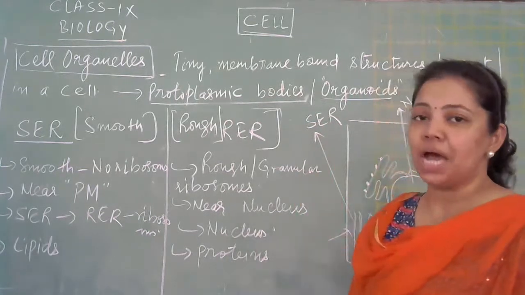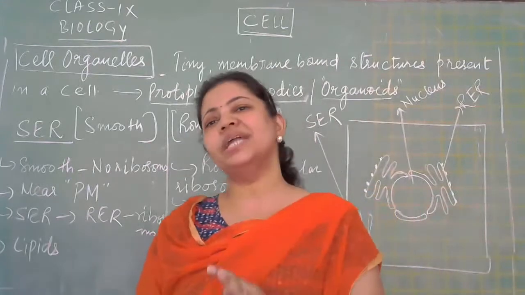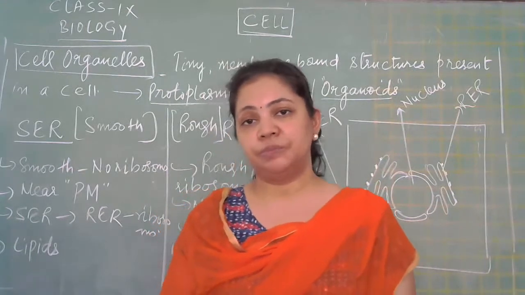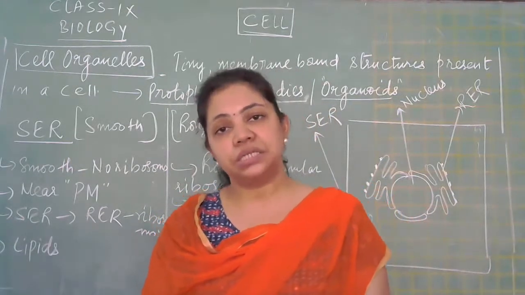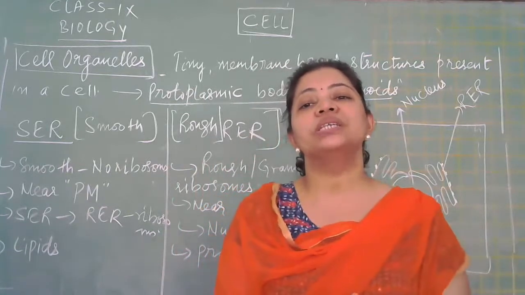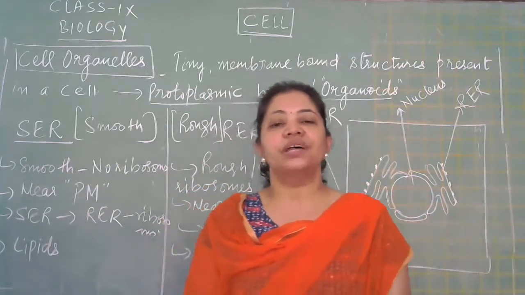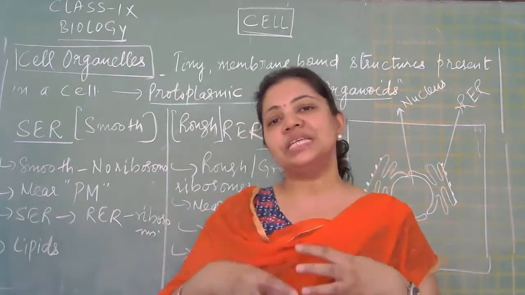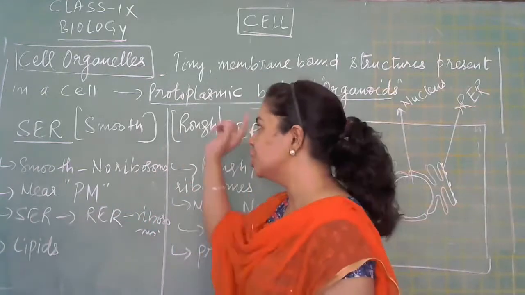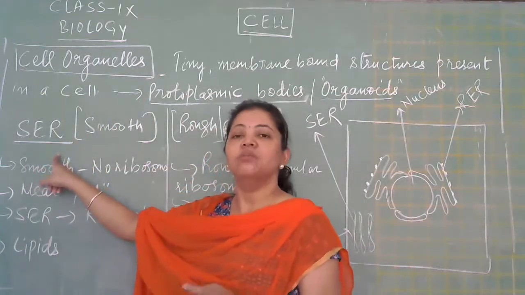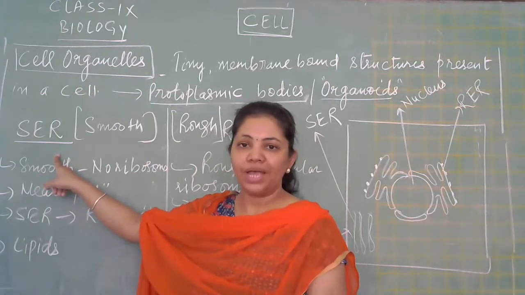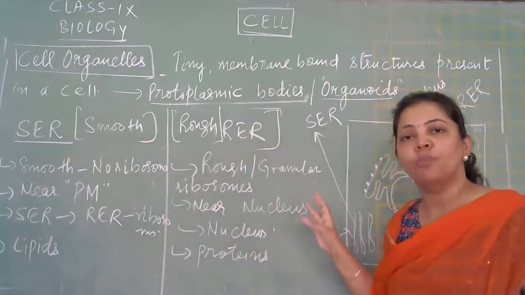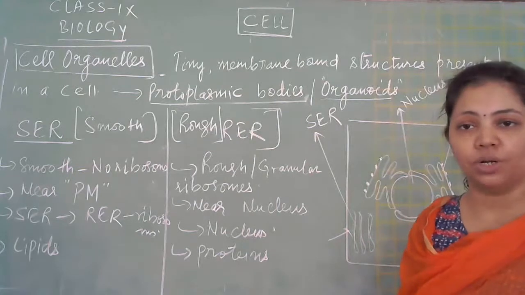Another one is that SER performs one important job, and that is in the liver cells of the vertebrates. What is the function? That it detoxifies the poisonous substances. Yes, there are certain poisonous substances which when they go to the liver, then their poisonous nature is killed or removed by the action of the smooth endoplasmic reticulum, which is present in the cells of the liver. Right? And that's a kind of boon for the people. But such kind of function is not performed by rough endoplasmic reticulum.